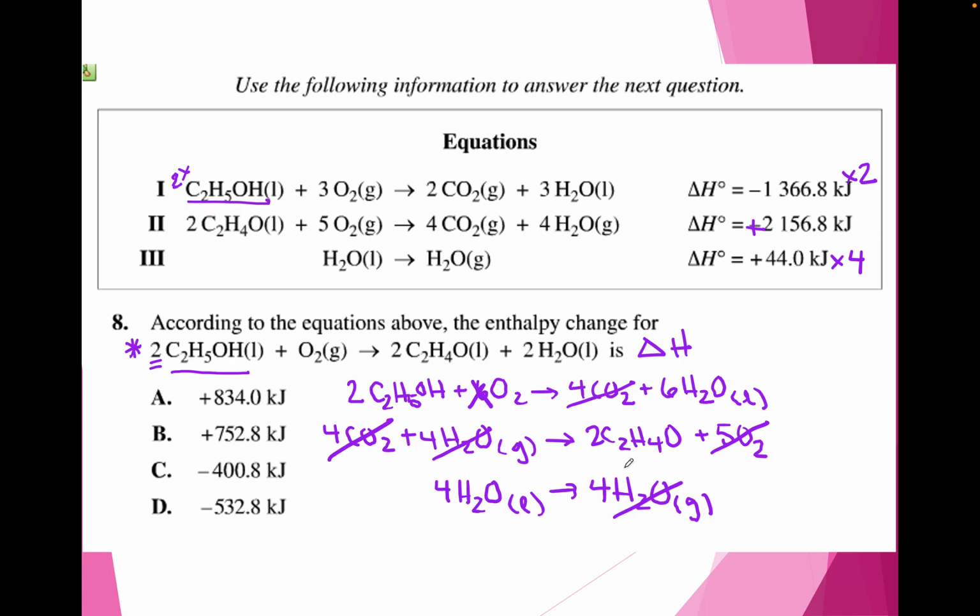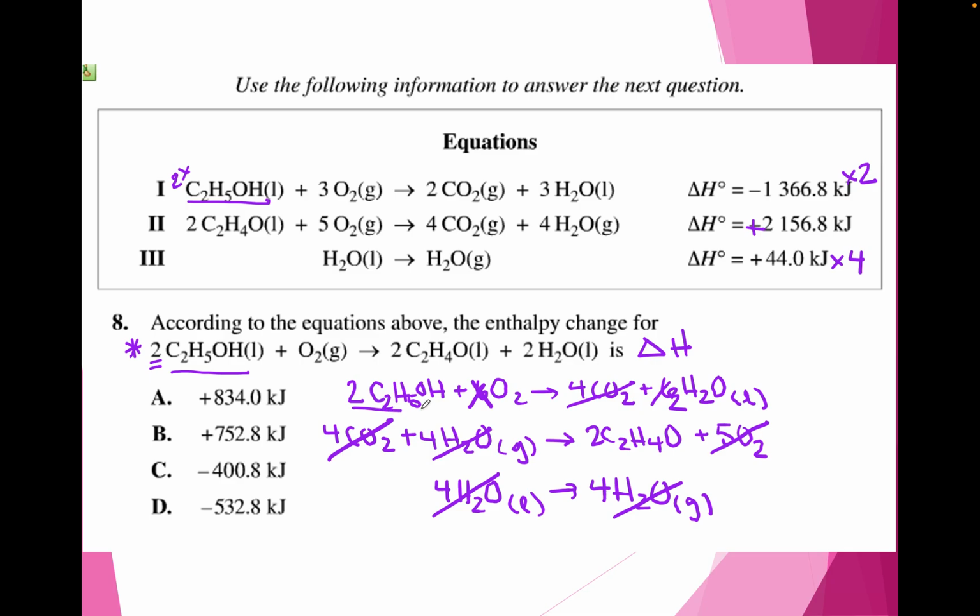And then the same or similar will happen with water. On the right-hand side, I have 6 water molecules. On the left-hand side, I have 4. So 4 of these waters will cancel with 4 out of these 6, leaving 2. And then if I take a look at what's left over, I have my target equation.